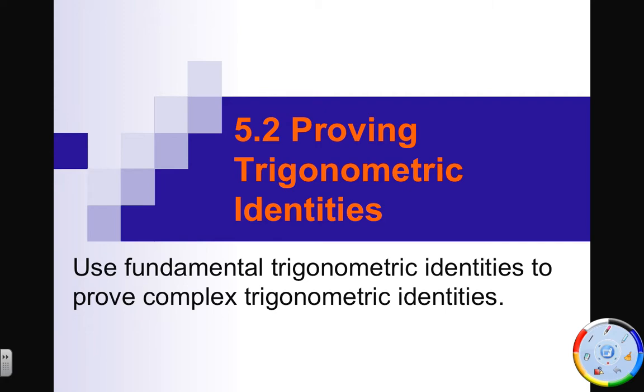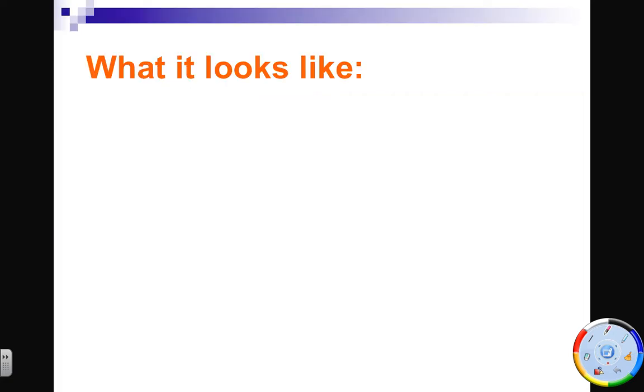Now, you have identities that are on your paper that are proven for us, and we're going to be using those to prove other identities. Kind of like we did in geometry. You were given a set of postulates and theorems, and then you could use those postulates and theorems to prove other theorems. All right, so let's take a look. There's a lot of what this looks like before we actually get to the examples.